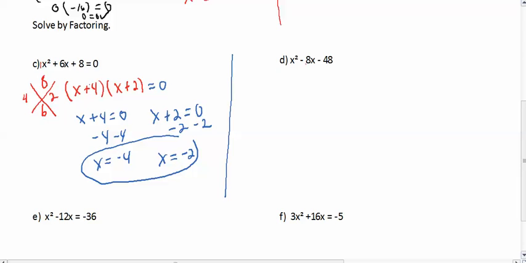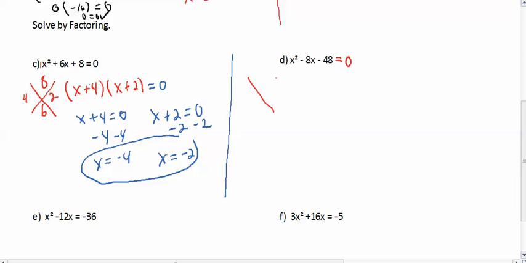Okay, do I have a factor? Do I have two parentheses? I don't. I should set this to 0. The last one was set to 0 for us. I'll set this to 0. I'm going to solve. Can I take anything out? I can't. Is it a difference of squares? It's not. Is it a perfect square trinomial? No, because I don't know what the square root of 48 is.